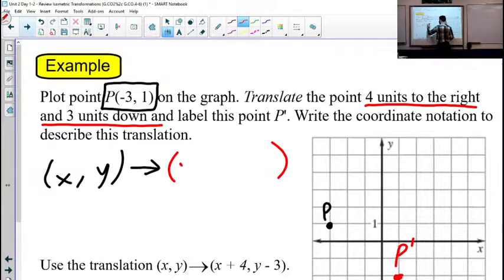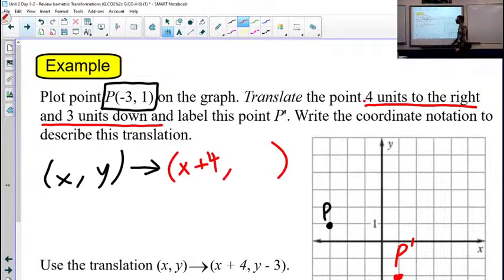So we're going to talk to x first and tell it to move to the right. That's going to be a positive direction for x. To the right is a positive direction, so we're going to tell it to add 4. All the x coordinates, we want them to add 4. That will move them 4 to the right.